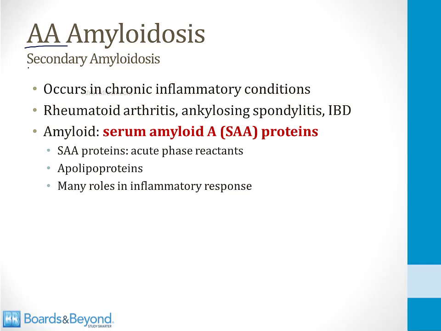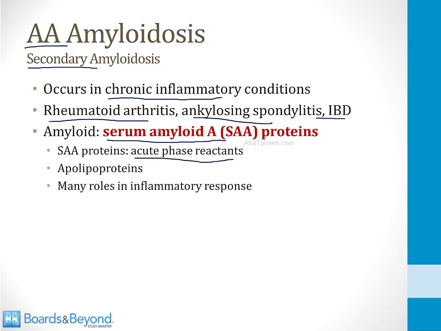AA amyloidosis is also called secondary amyloidosis, and the reason it's called secondary is because it occurs secondarily to chronic inflammatory conditions. It's common in conditions like rheumatoid arthritis, ankylosing spondylitis, and inflammatory bowel disease. The reason that patients with these chronic inflammatory disorders can develop this form of amyloidosis is because the amyloid proteins in this disorder are formed by proteins called serum amyloid A proteins. Serum amyloid A proteins are acute phase reactants, therefore their levels are elevated in the setting of chronic inflammation, and they can deposit in tissues and cause amyloidosis.